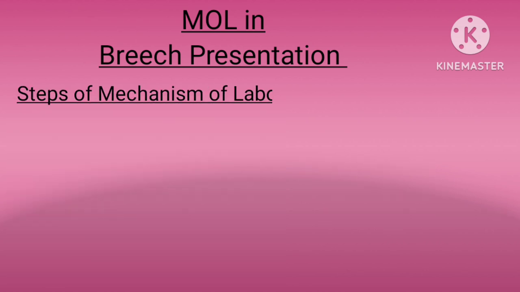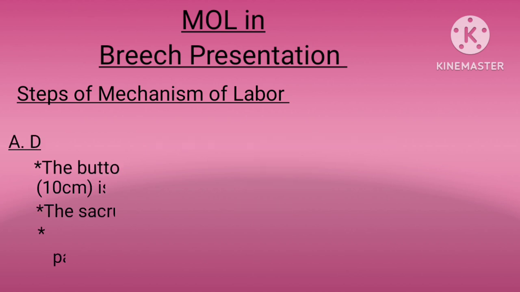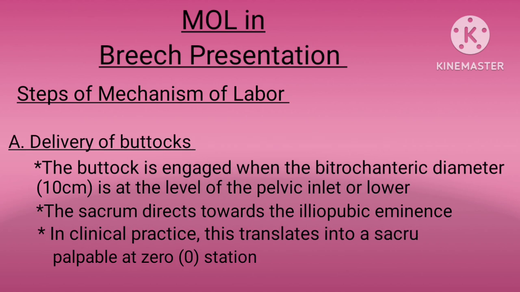Before starting the steps of mechanism of labor, let me clear one more thing. In breech presentation, the denominator is the sacrum and the diameter of engagement is bitrochanteric, that is 10 cm. Now let me talk about the steps of mechanism of labor. The principal movements occur in the buttocks, shoulders and head. First of all, let me talk about the delivery of the buttocks, because this is the breech presentation, so we have to deliver the buttocks first.